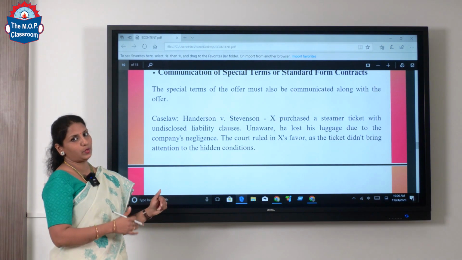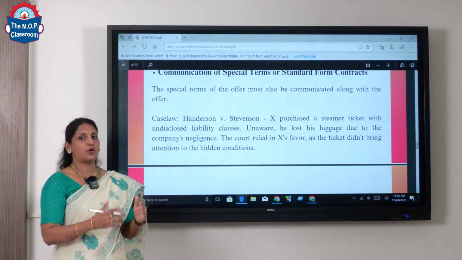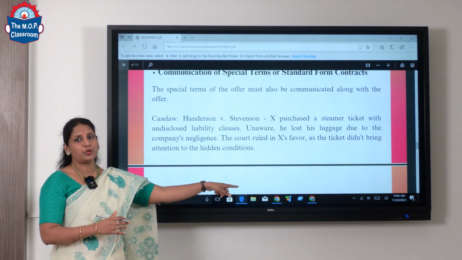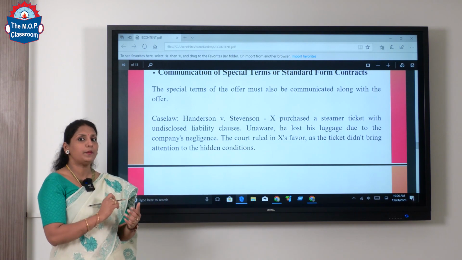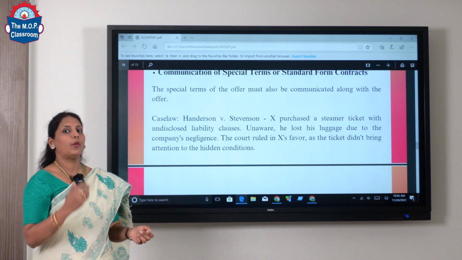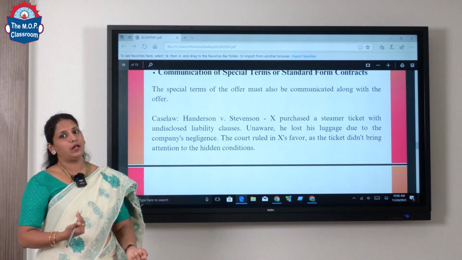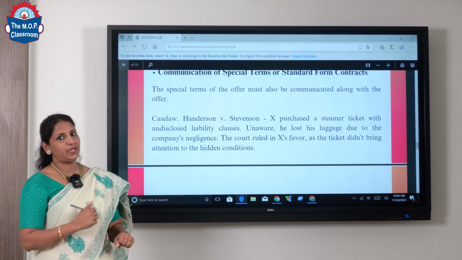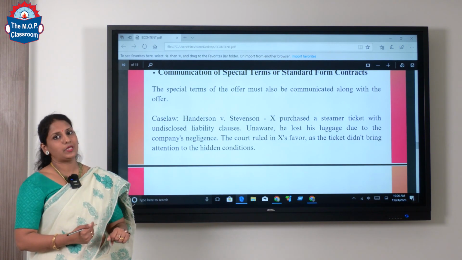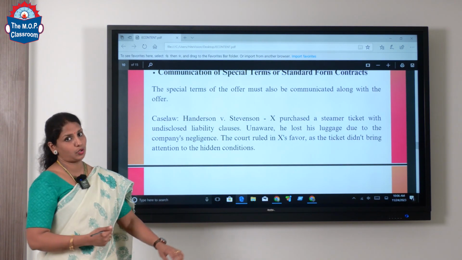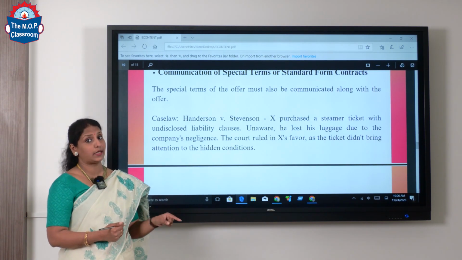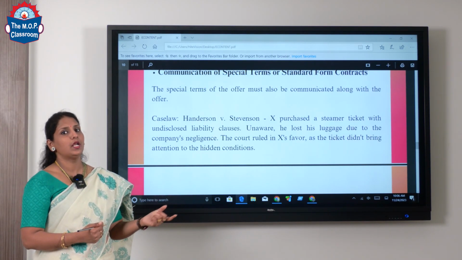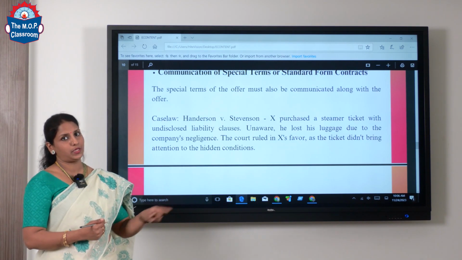When there was a case between these two, the court clearly asked whether the conditions had been informed to Mr. X. When the conditions have not been clearly stated in the tickets, or to Mr. X, then the company has to bear the loss. The company has to pay compensation to Mr. X for whatever luggage he has lost, because due to the company's negligence, the company had not given the facts and was not transparent. In this case, the company needs to pay the compensation to Mr. X.